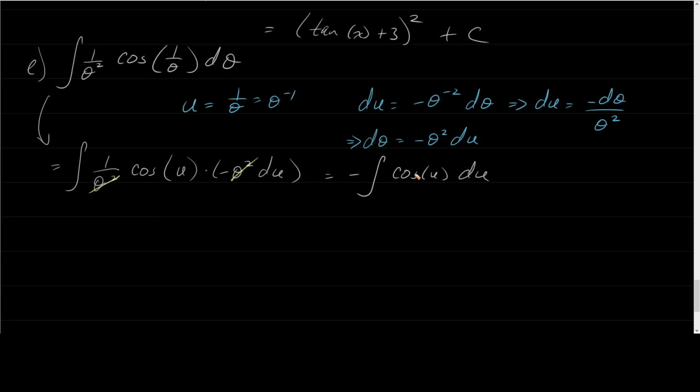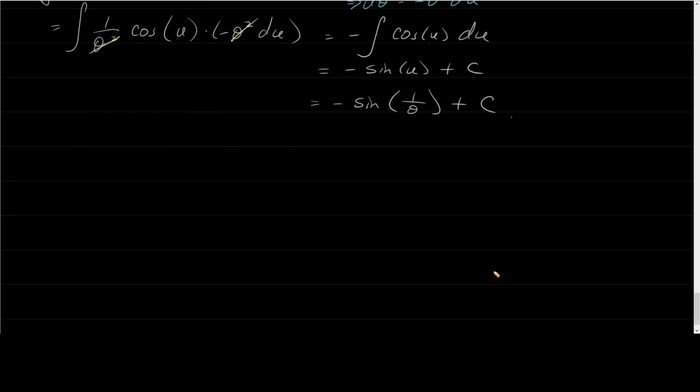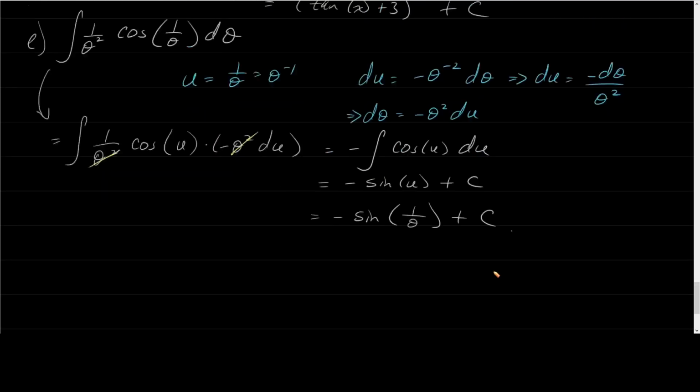So we have the negative integral of cosine. Well, the integral of cosine is sine. So I have the negative sine of u plus c. But the problem was not about u. So what we have here is negative sine of 1 over theta plus c. Next one. So that was E.